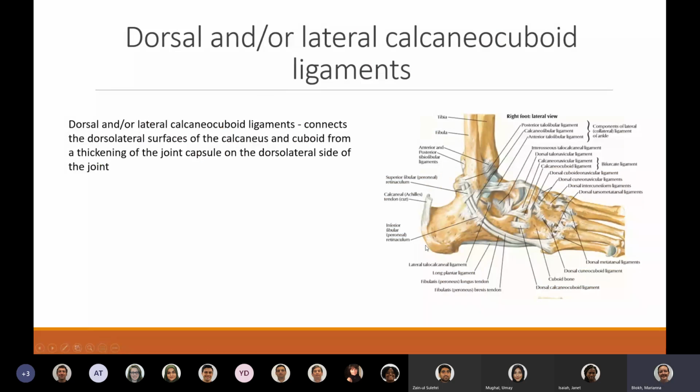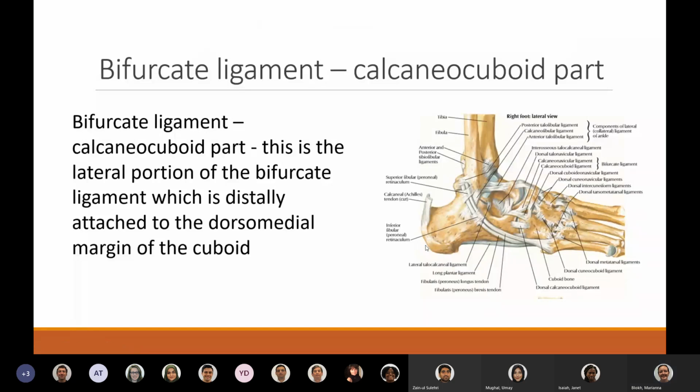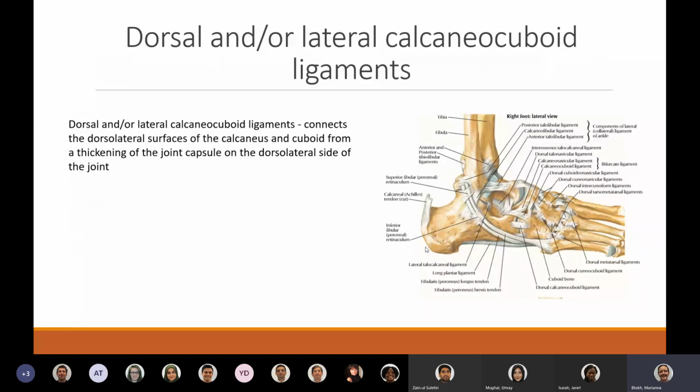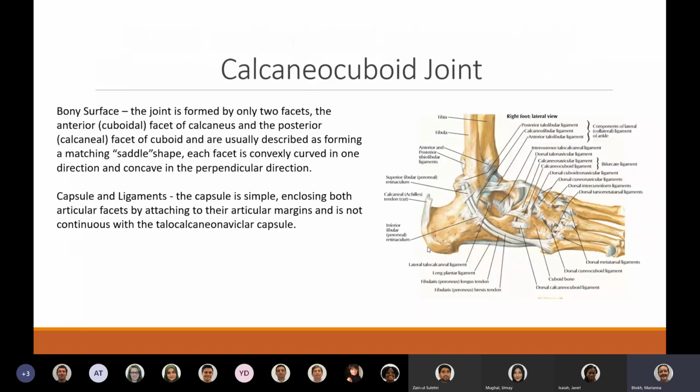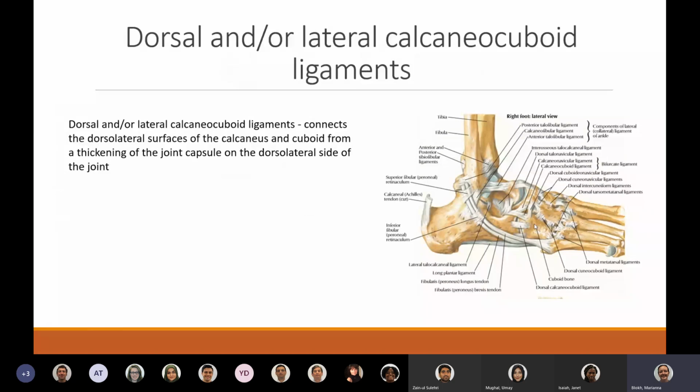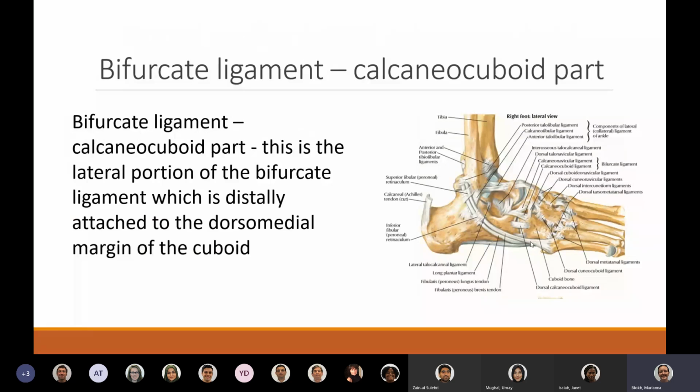Okay, calcaneocuboid joint. Calcaneocuboid is your joint between the anterior calcaneus and the cuboid. It is saddle shaped. We talked about it provides more stability. There's ligaments. You have ligaments on the dorsal side. You have ligaments on the plantar side. They're called dorsolateral calcaneocuboid ligaments. You guys can read about it. What they do test about is the bifurcate ligament.